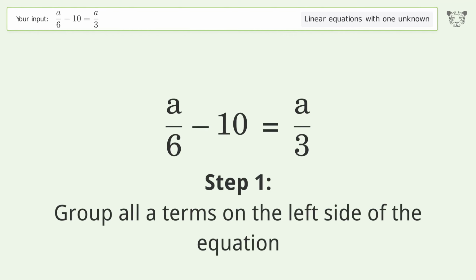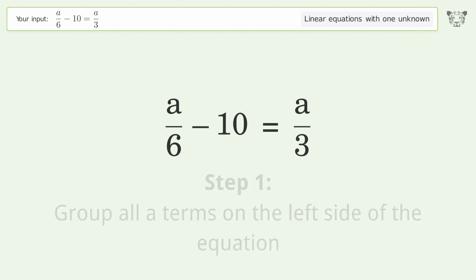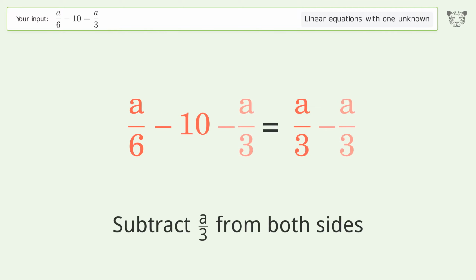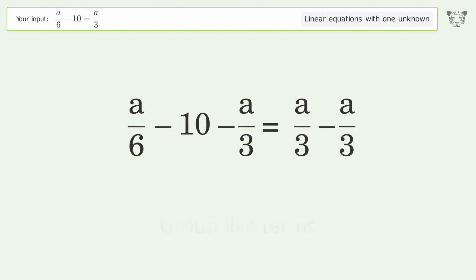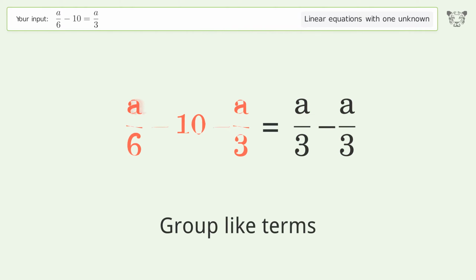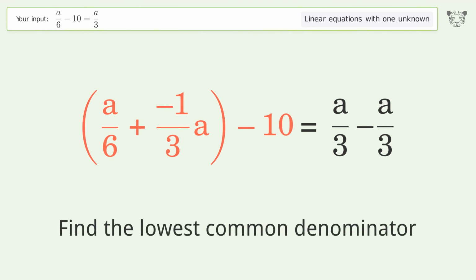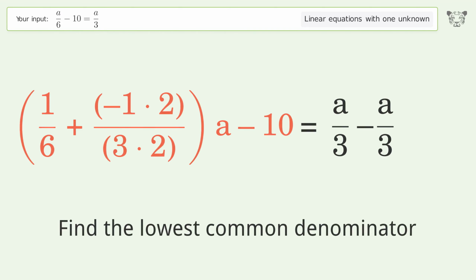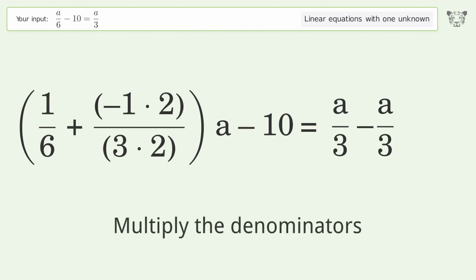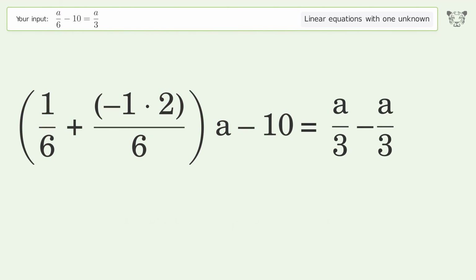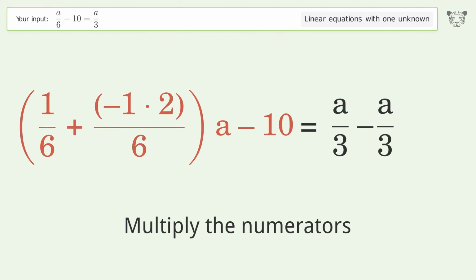Group all a terms on the left side of the equation. Subtract a over 3 from both sides. Group like terms. Find the lowest common denominator. Multiply the denominators. Multiply the numerators.